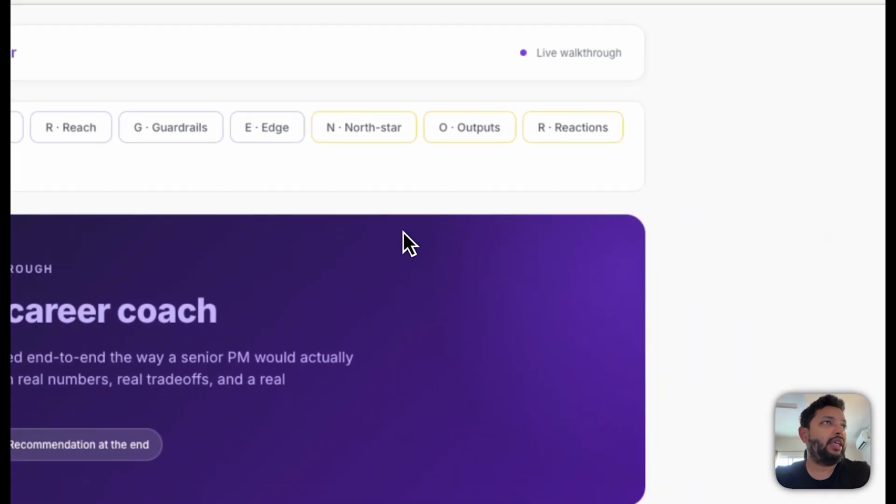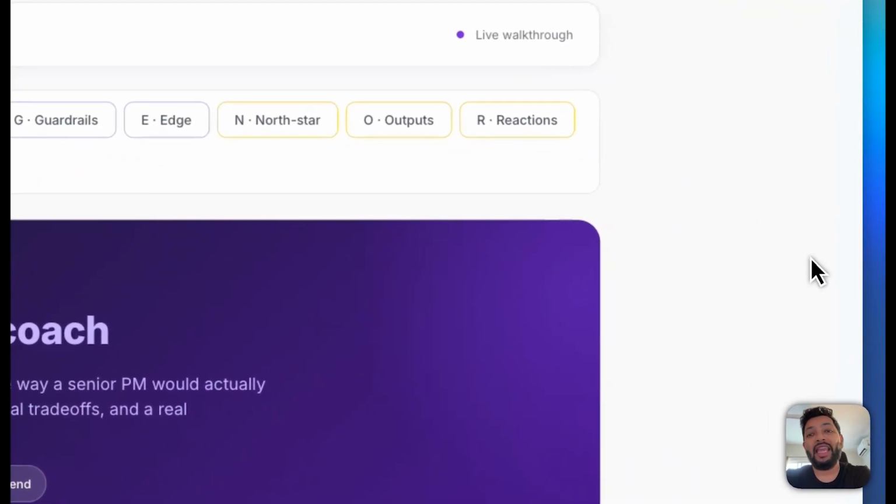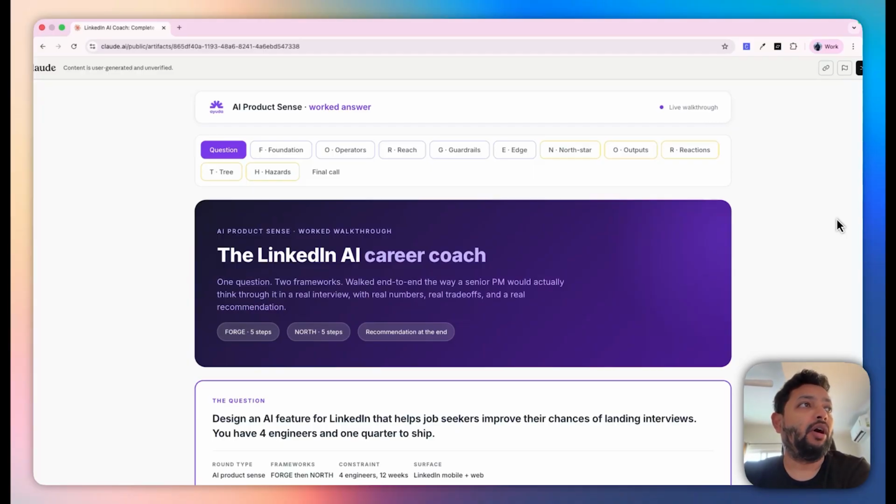What we're going to do today is cover the one question that we were not able to cover last time, which was the AI product science question. Now, this is basically a question where we have a very elaborate framework. The framework is called Forge, as you can see on your screen. And then at the end, we're going to talk about how to set up metrics with the North framework that we studied last time, right? So without further ado, let's just get into it.